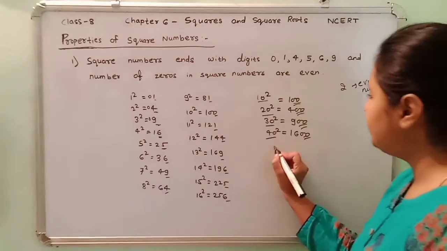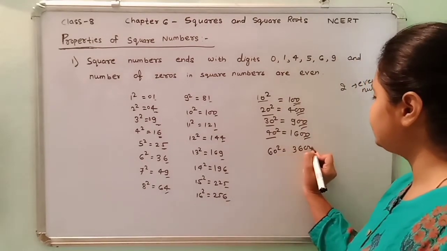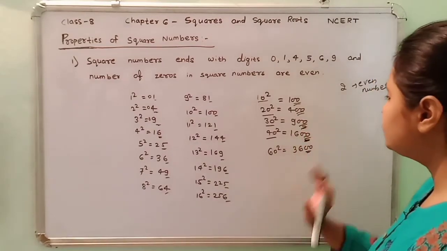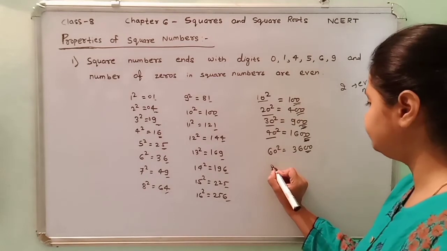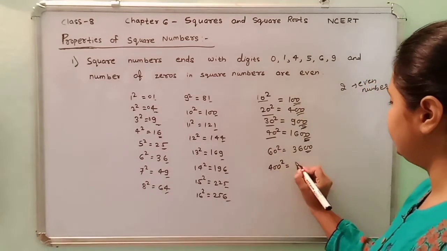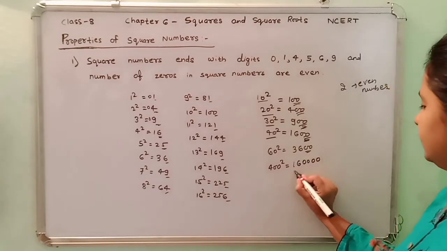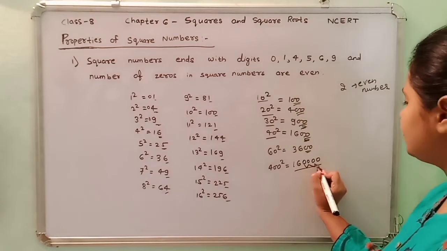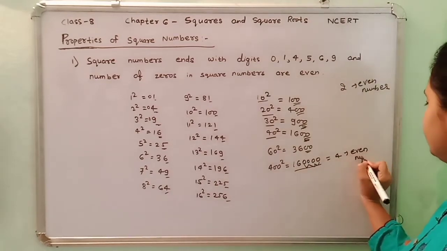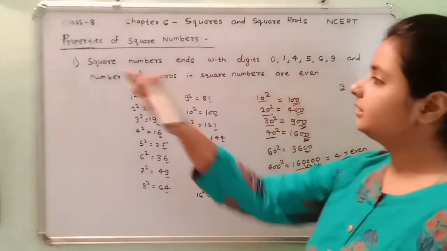ठीक है, अगर मैंने यहाँ पे 60 ले लिया, 60 स्क्वायर, दिस विल बी 3600. फाइन, तो सब में आपको 2 जीरोस मिल रहे हैं. अगर आप मुझे बोलते हो कि मुझे 400 का स्क्वायर करना है, तो कितना हो जाएगा. ठीक है, तो यहाँ पे भी हमें 4 जीरो मिल रहे हैं और 4 भी इवन नंबर है. So I think you understood this property.